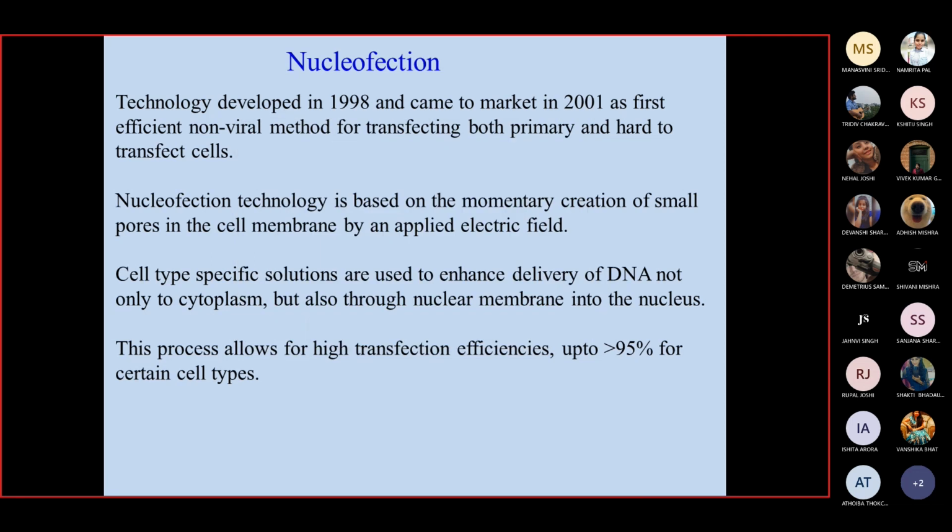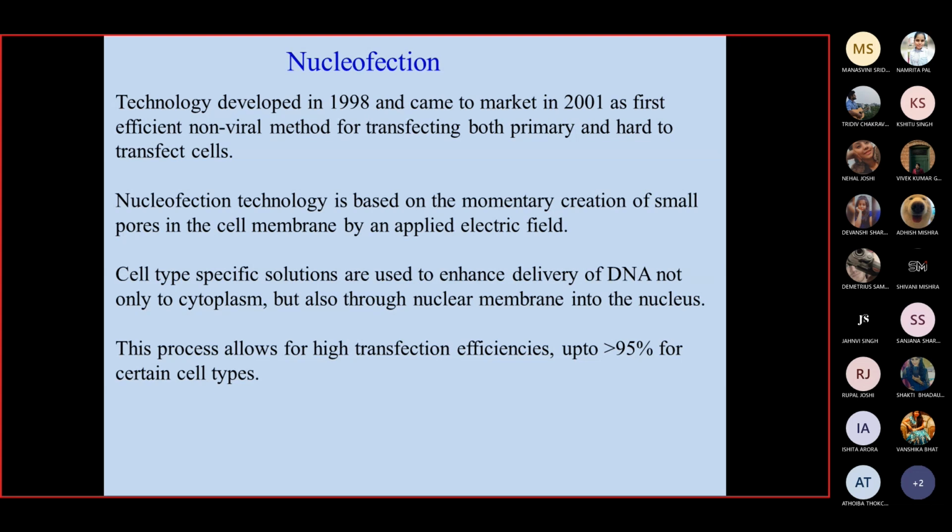So this nucleofection technology is based on the momentary creation of a small pore in the cell membrane by an applied electric field, and this is a highly customized setup. That means suppose you are using some cell line that is popular among scientists, then you may not have much of a problem. But suppose you're using a cell line that is rarely used by scientists, but because of the nature of your work, you have to work with that cell line. You may have to do certain customizations.